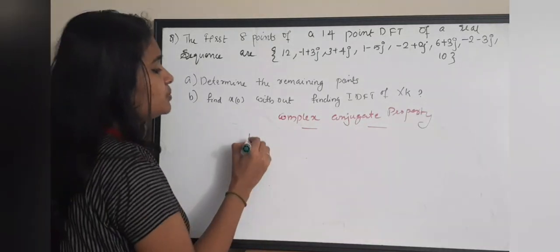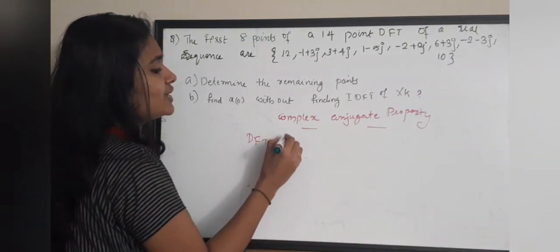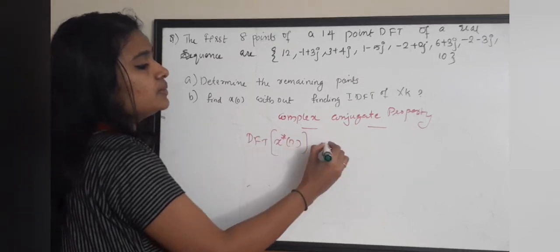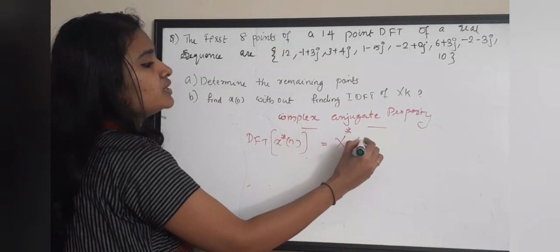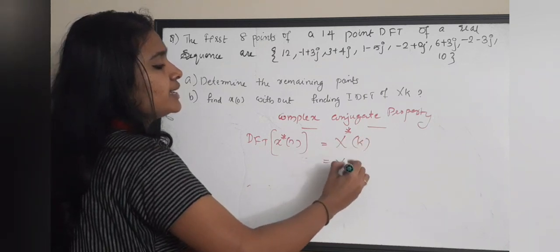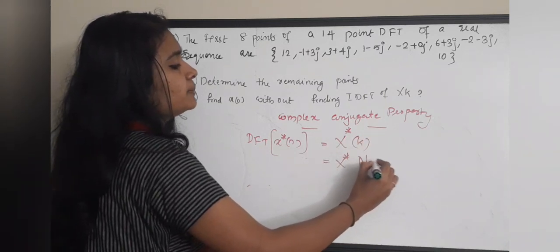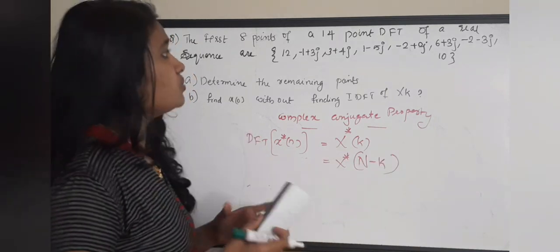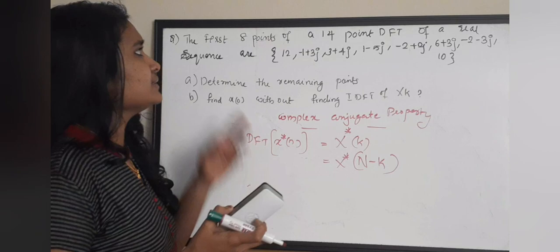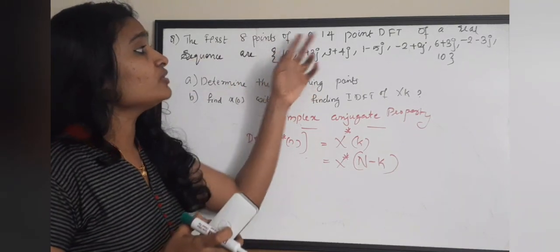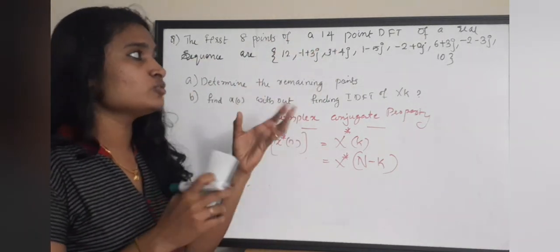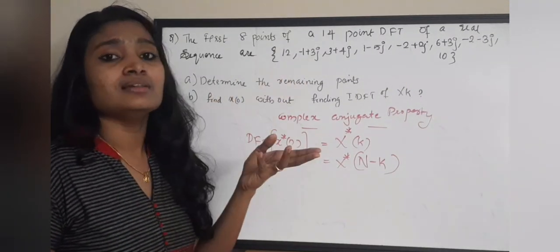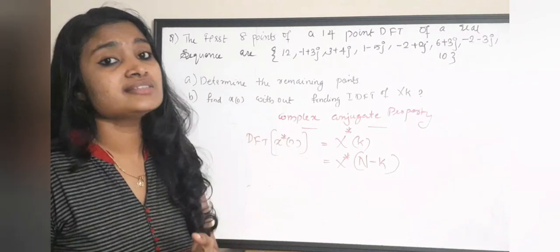This complex conjugate property states that the DFT of x star of n, that is the complex conjugate sequence, is equal to X star of k, which is equal to X star of N minus k. This is the complex conjugate property. Now, what they have given in the question is the first 8 points of a 14-point DFT of a 14-point sequence. And it is also given that the original sequence is a real sequence.